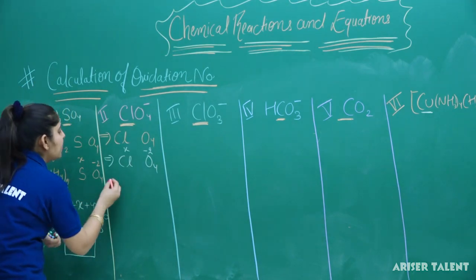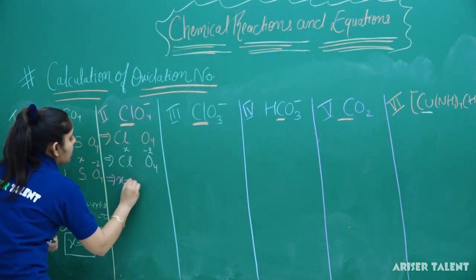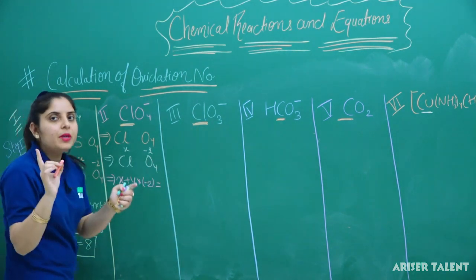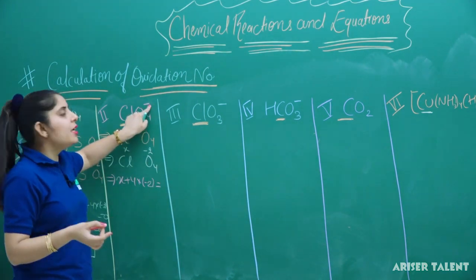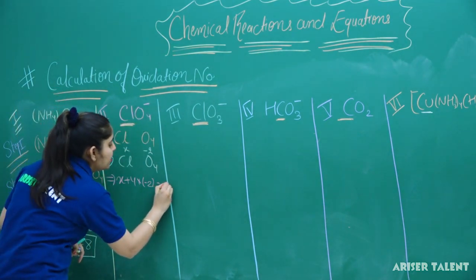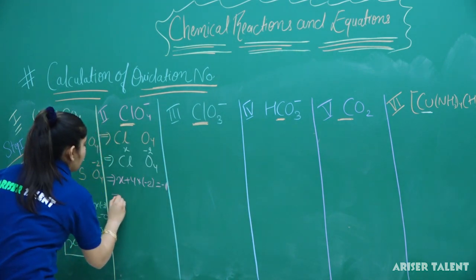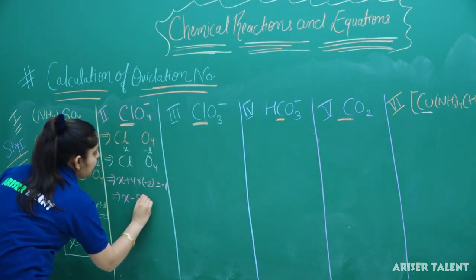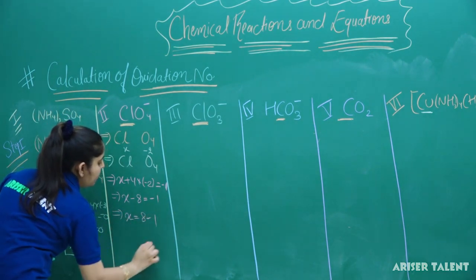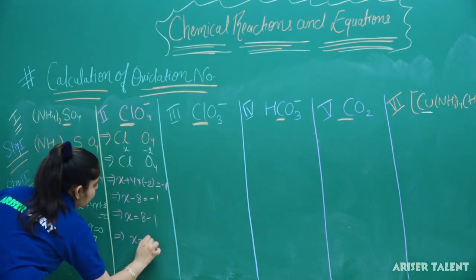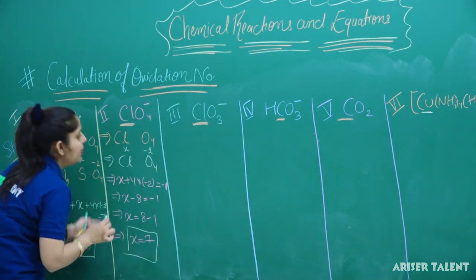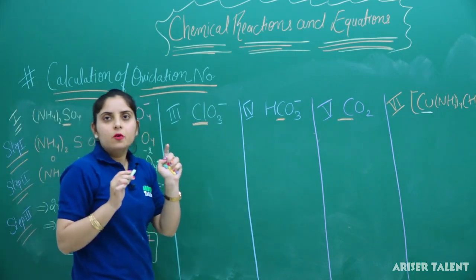Now what we will do in our third step: X plus 4 into -2, but that will not be equal to 0. This will be equal to the total charge on that component. So the total charge is -1 here. X minus 8 equal to -1. X is equal to 8 minus 1. X is equal to 7. So 7 will be the oxidation number in case of ClO4 negative.